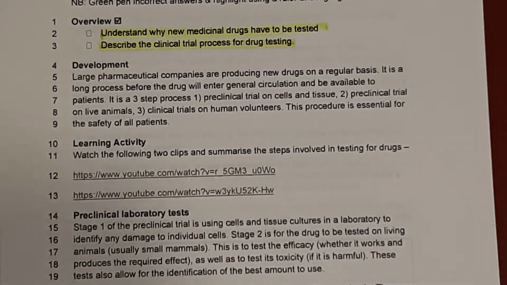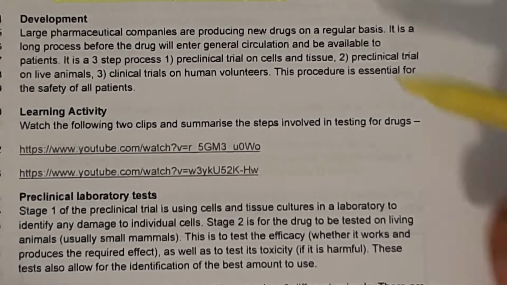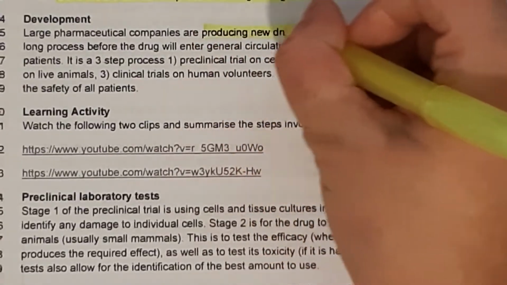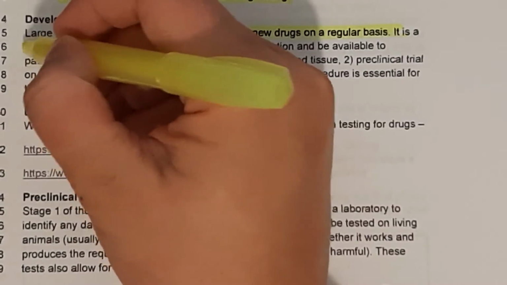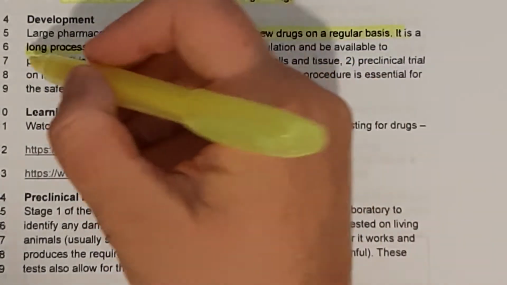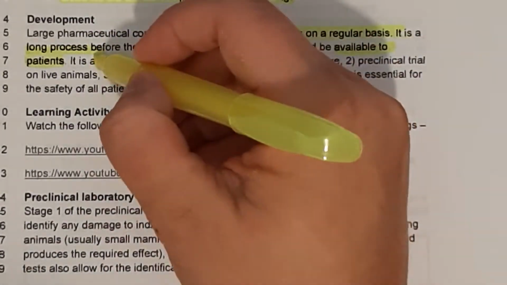So, development. Large pharmaceutical companies are producing new drugs on a regular basis. It's a long process before a drug will enter general circulation and be available to patients. So they have to do a lot of things before they are allowed by governments to be given to patients. So it's a 3-step process.